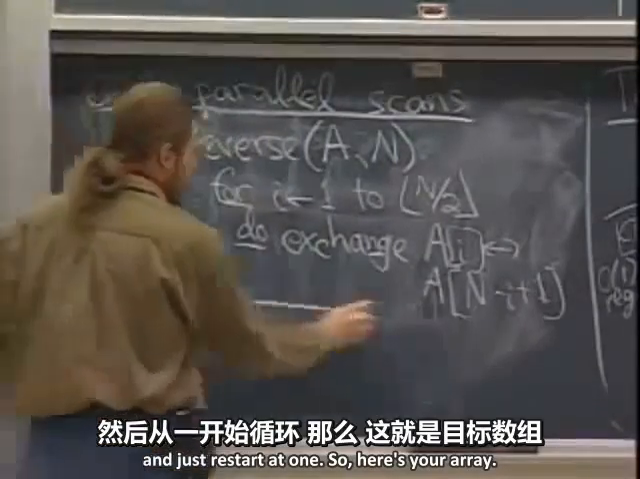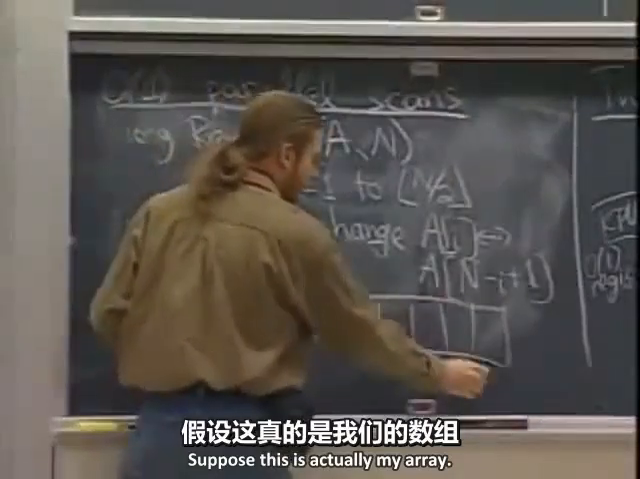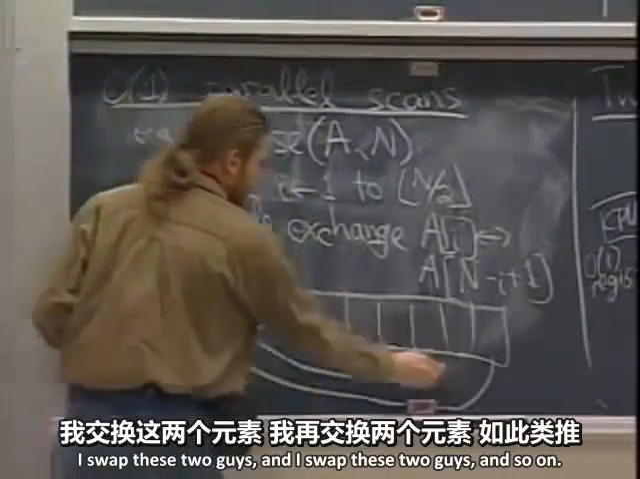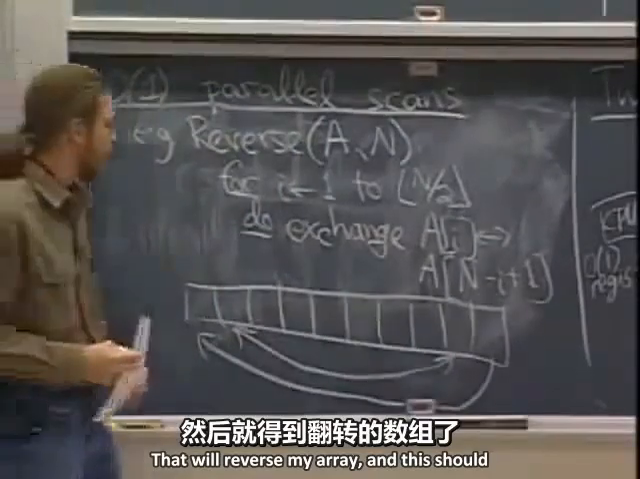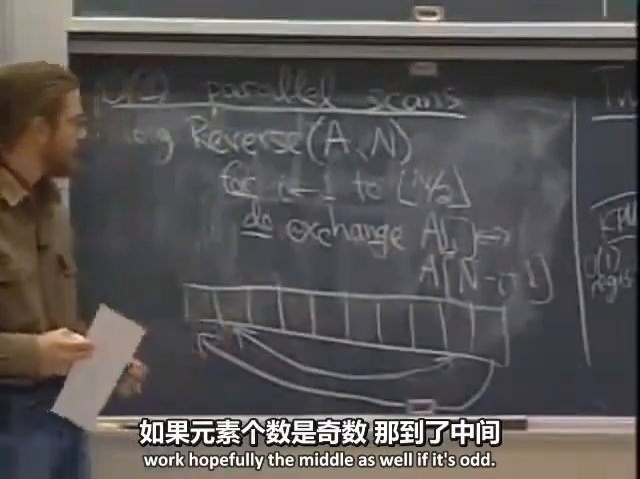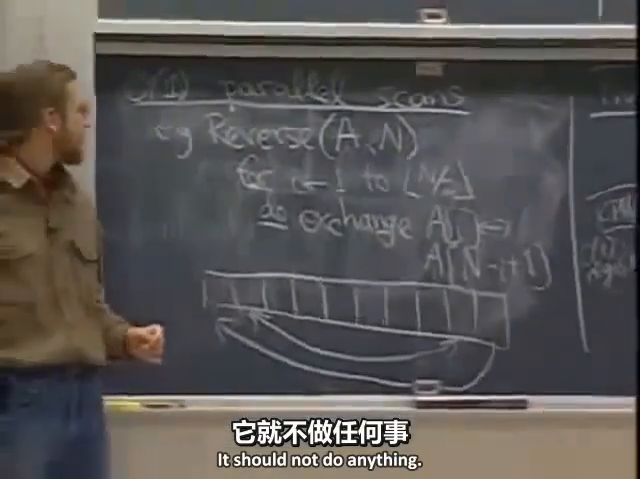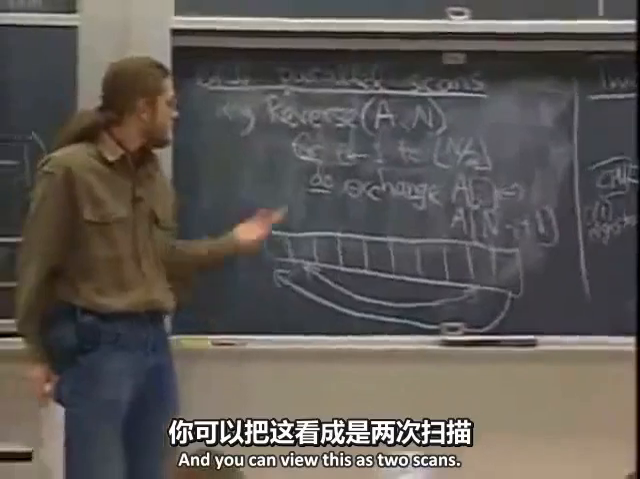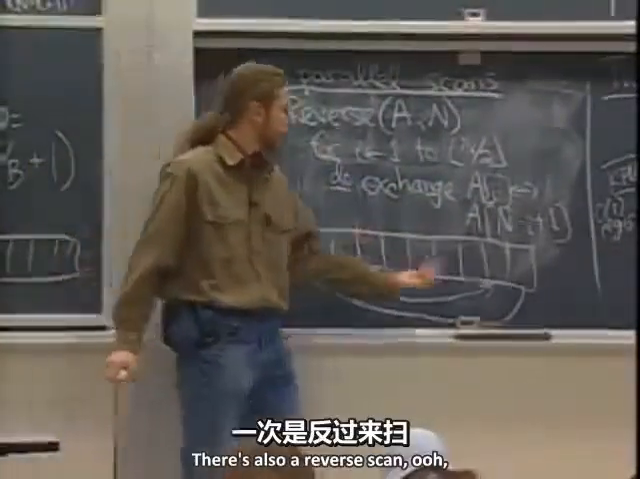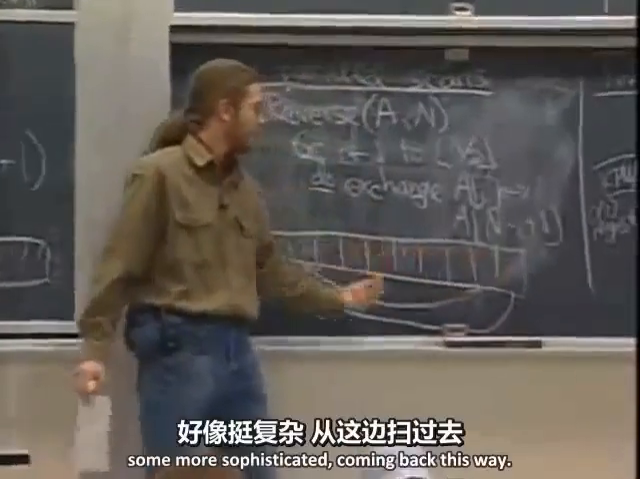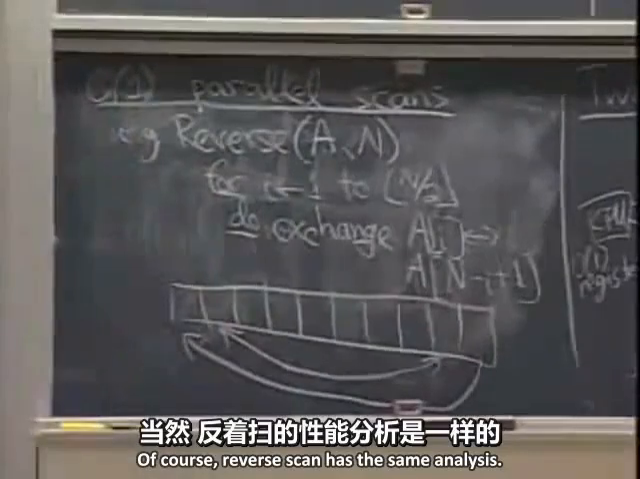So here's your array. Suppose this is actually my array. I swap these 2 guys, and I swap these 2 guys, and so on. That will reverse my array. And this should work hopefully in the middle as well if it's odd. Should not do anything. And this, you can view this as a scan, as 2 scans. There's one scan that's coming in this way. There's also a reverse scan. Ooh, it's more sophisticated. Coming back this way. Of course, reverse scan has the same analysis.